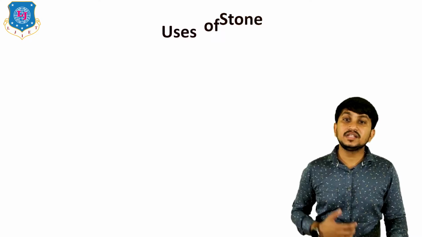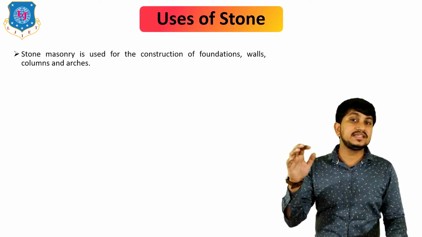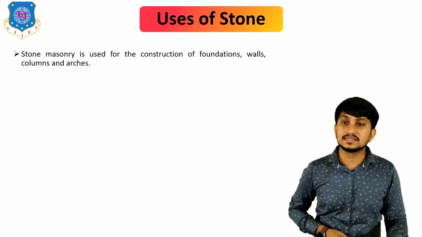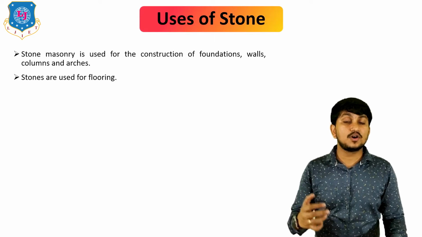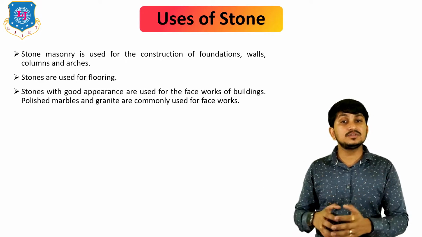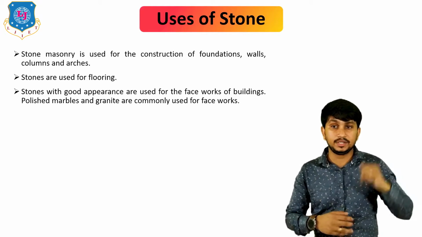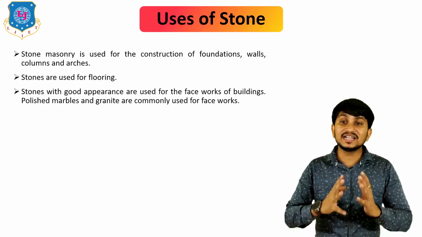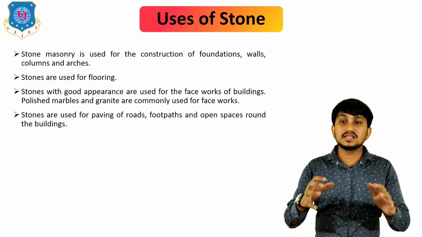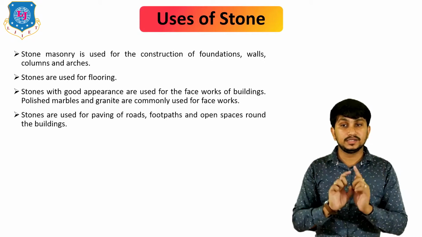Now let's see the uses of stone, where this stone can be used. Stone masonry is used for the construction of foundation, walls, columns and arches. The stones are used for flooring also. Stones with good appearance are used for face work of the buildings, at the elevation of the building. Polished marbles and granite are commonly used for face works. These stones are used for paving roads, footpaths, and open spaces around the buildings also.